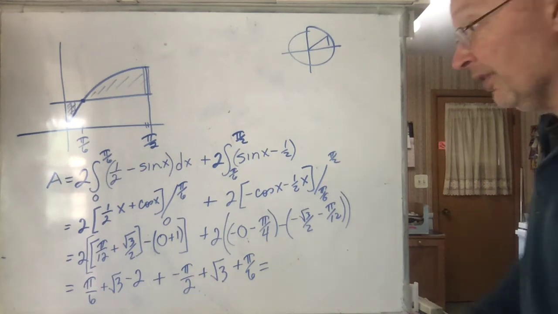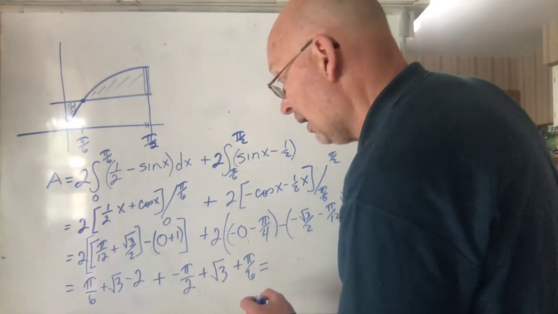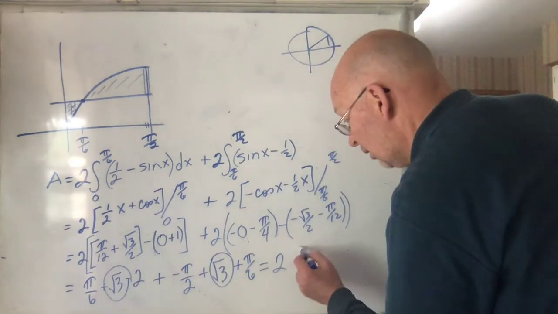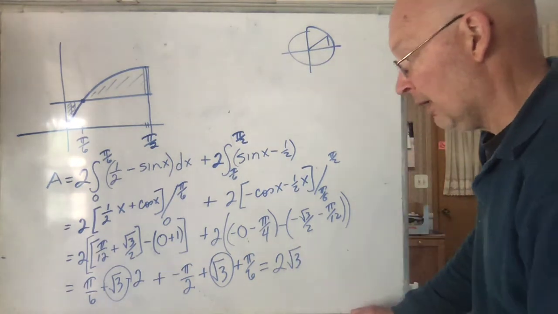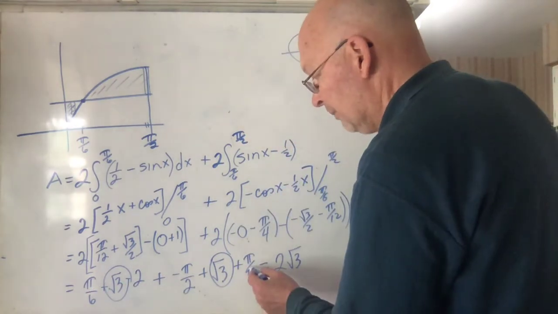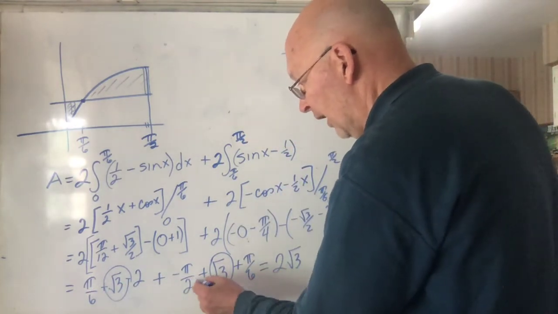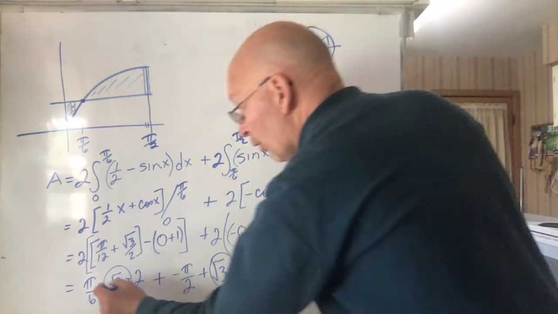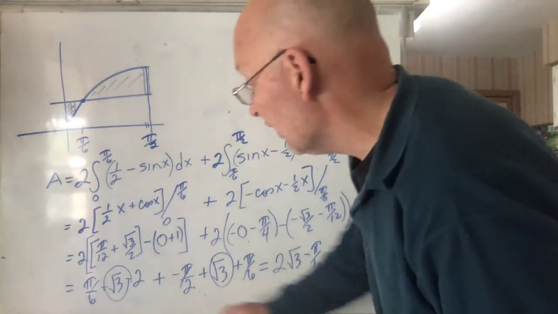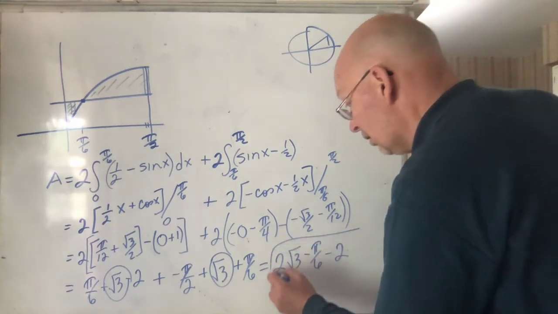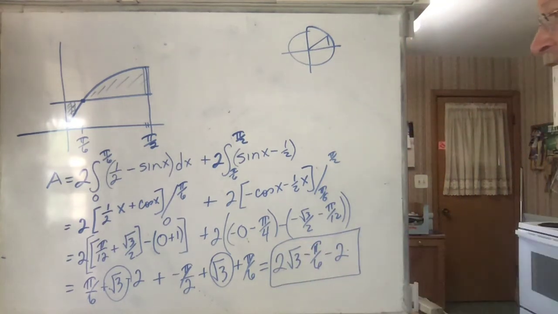Okay, so what do we end up with? We end up with 2 times the square root of 3. Here's pi over 6 plus pi over 6, which is pi over 3. Pi over 3 minus pi over 2 is a minus pi over 6. So that takes care of all those. And then I finally have minus 2. Okay, so assuming I made no mistakes there, that's the answer.